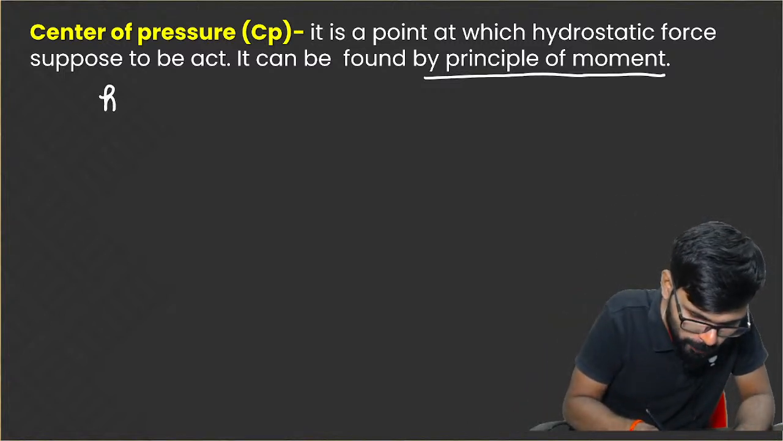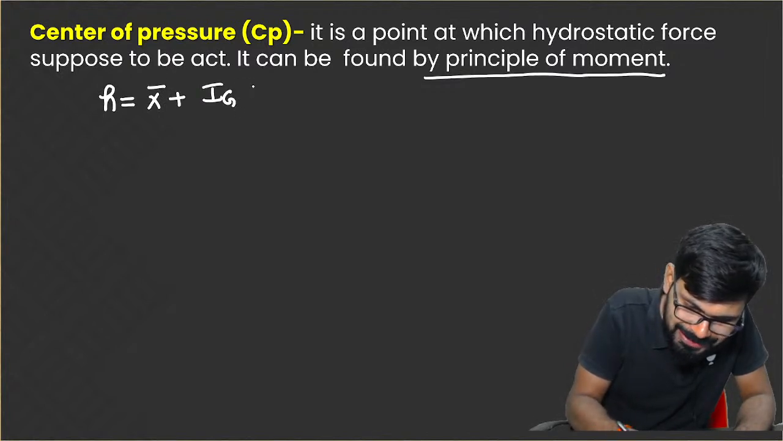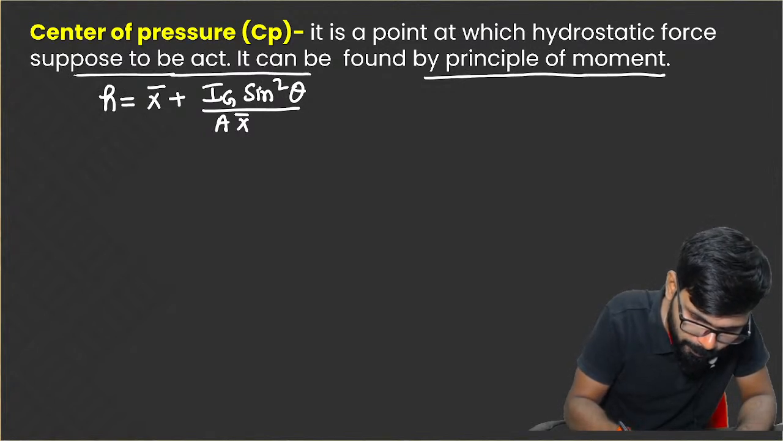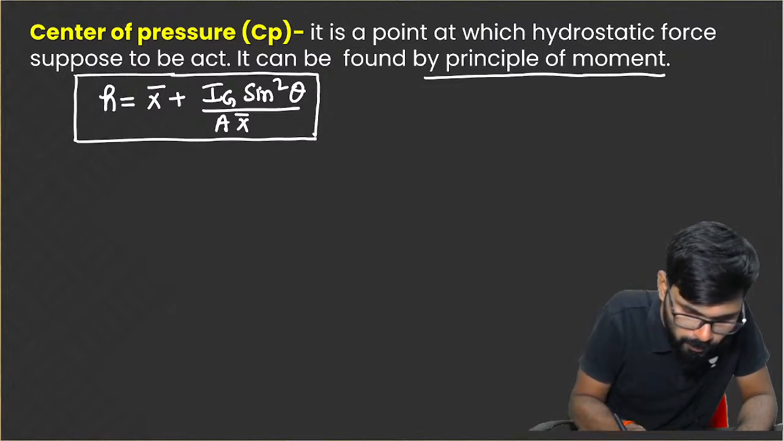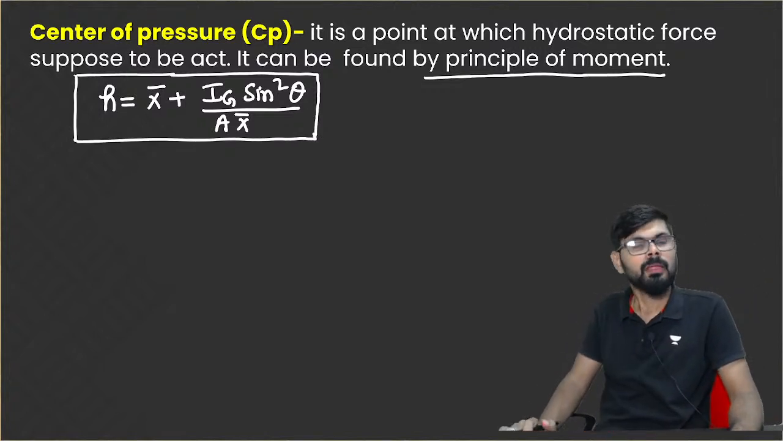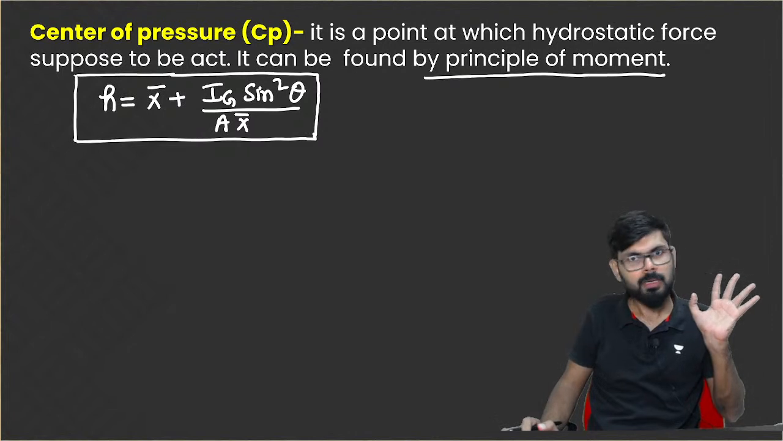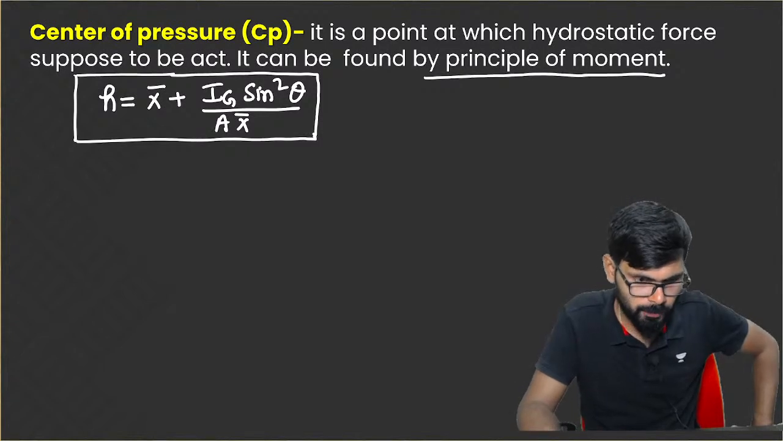So, H is equal to what basically? H is equal to X bar plus Ig sine square theta by A X bar. This formula you have to remember. Any confusion? Clear, beta? Clear? Any confusion? Tell me. I hope there is no confusion at all. So basically, I am going to conclude these things, right?